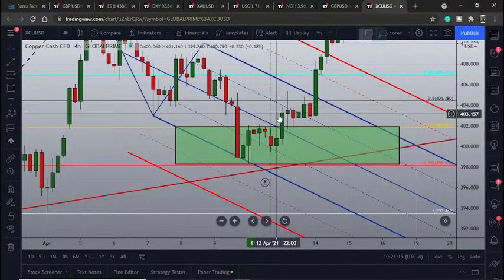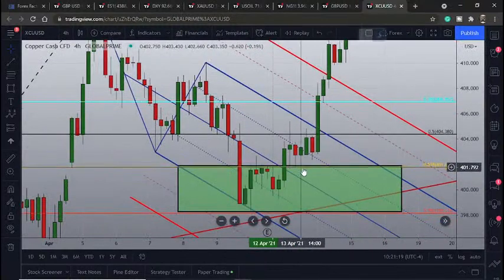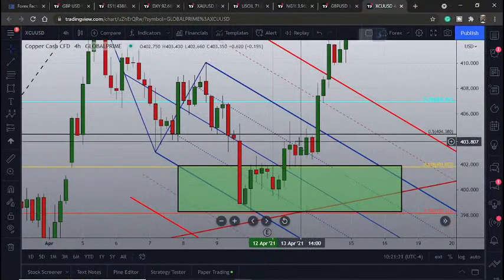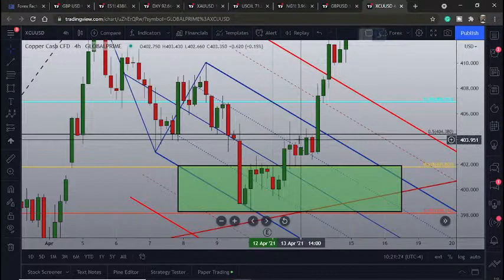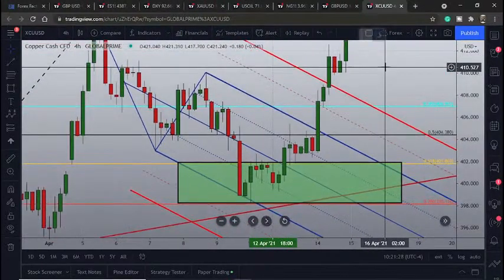But the problem with this is sometimes you can have huge moves in the direction. You'll get not a great entry, in this case a bit higher up. But considering that we were dealing with such a large triangle, the upside potential was massive on this trade.